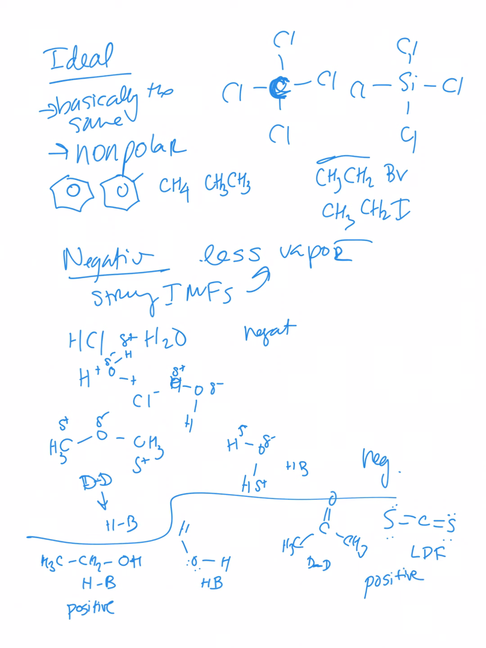Negative deviation happens when at least one of the parties benefits from forming those new intermolecular forces, and a positive deviation happens when one of the molecules is hindered or hurt or makes weaker interactions as a result of mixing. I hope this helps.